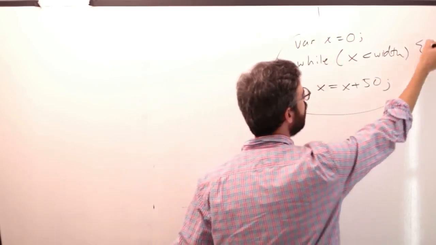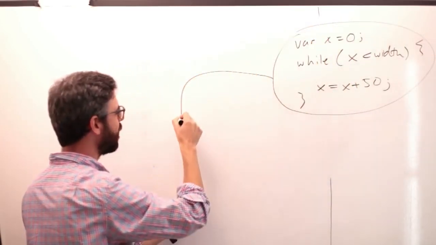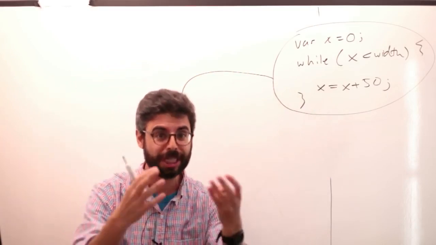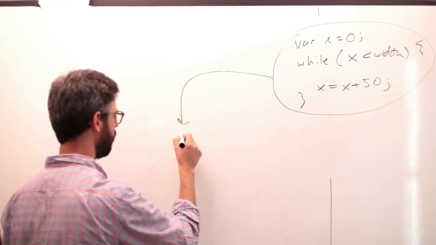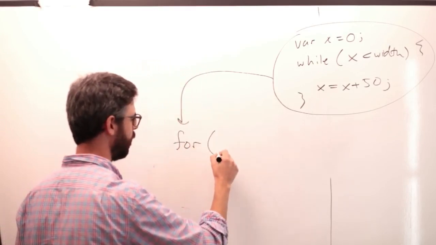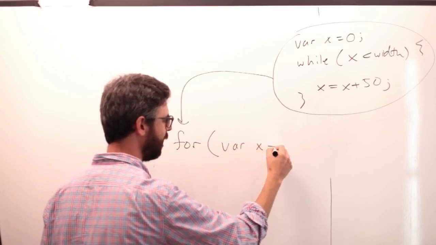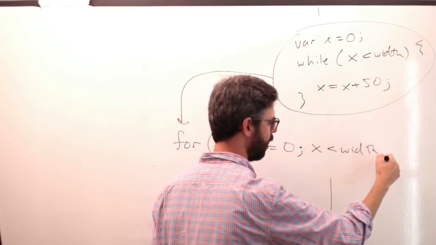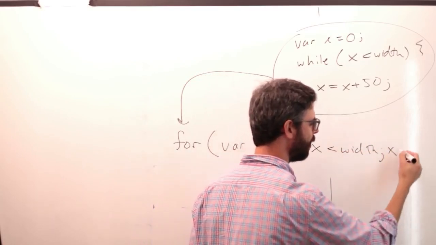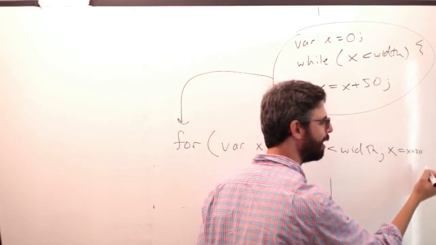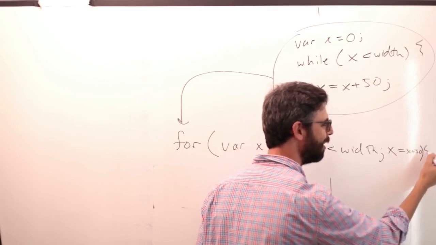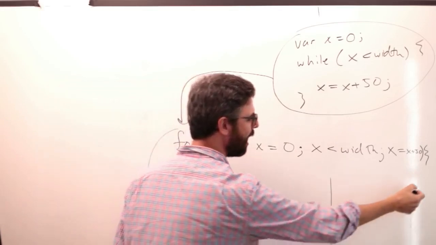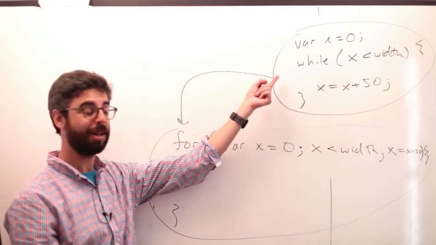So what I'm suggesting to you is this is such a common kind of loop that the loop you will most likely use in almost all of your programs, and I would suggest you doing an exercise with, is a for loop. For var x equals 0, x is less than width, x, I'm going to go off of the screen, equals x plus 50. Can you still see that? Parentheses, curly bracket, okay? So this is taking everything from this while loop and condensing it.